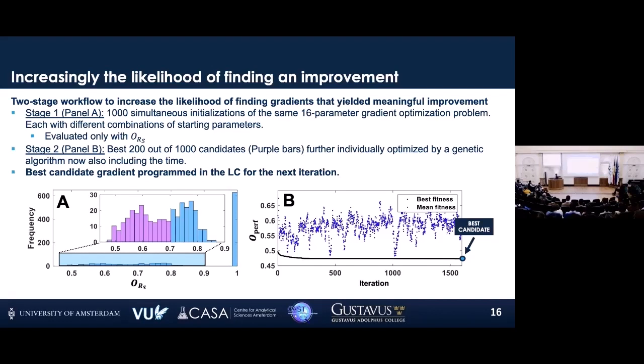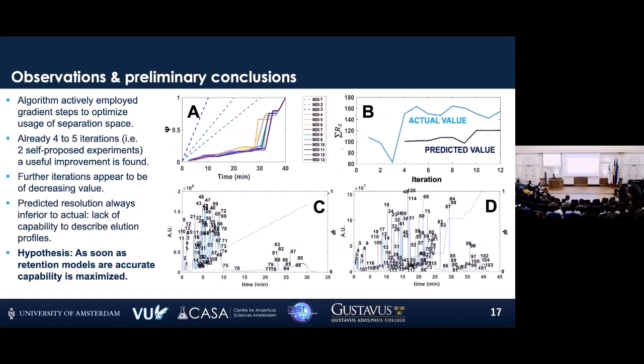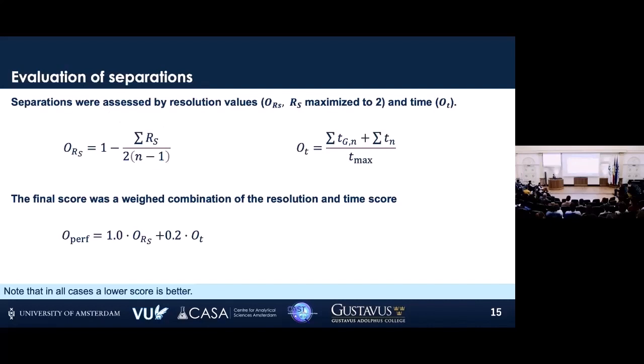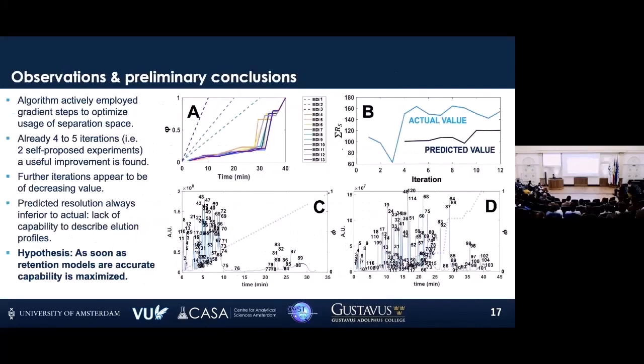So only the better few, so select few, the best 200, we basically take them out, and then we continue optimizing them using a genetic algorithm. Again, for a large number of iterations, so about 1500 here. And then only the best of this, we actually take and program into the LC. So this is a lot of effort based on really sketchy equations, right? To actually get to this.